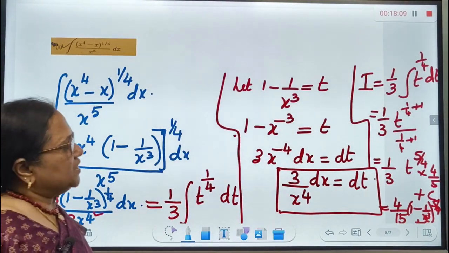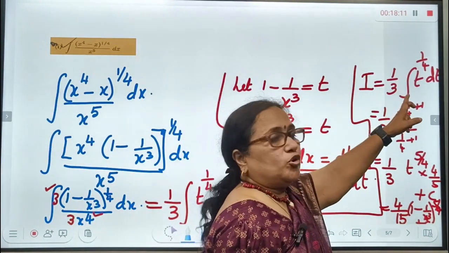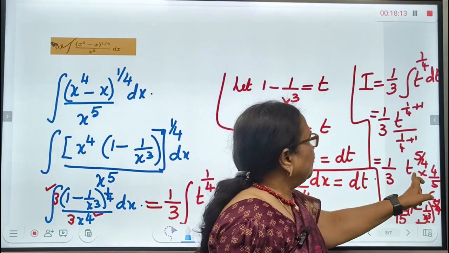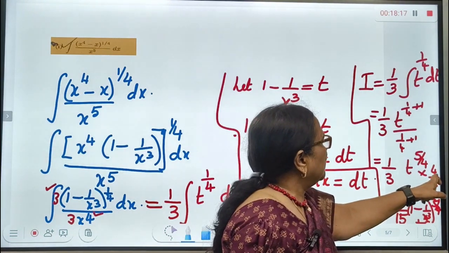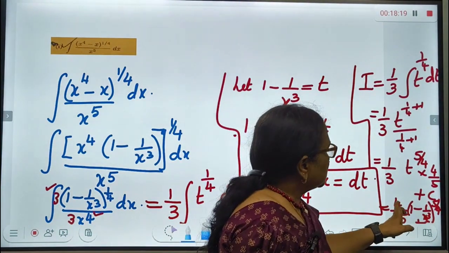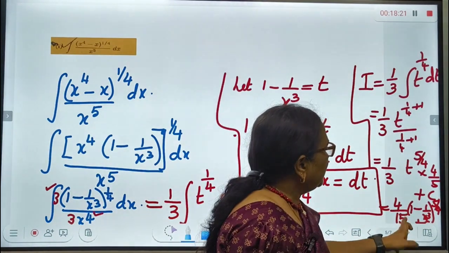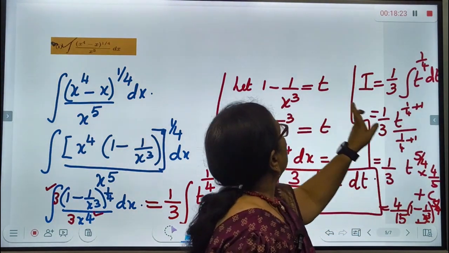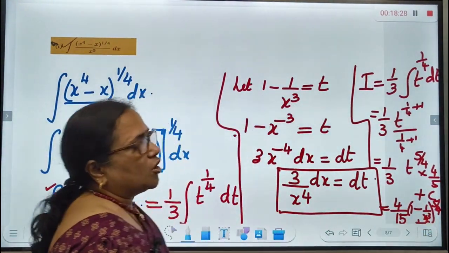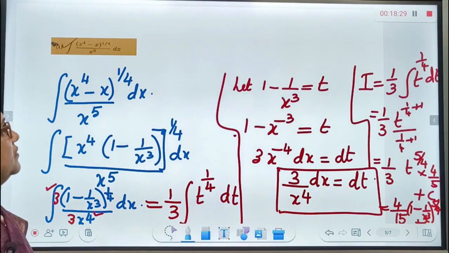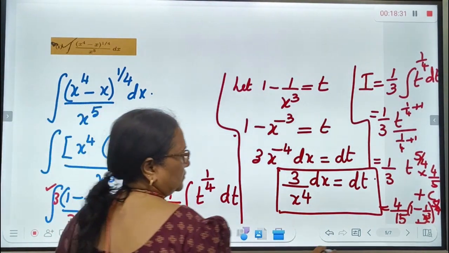Is it clear? I have just integrated t power 1 by 4 is t power 1 by 4 plus 1 by 1 by 4 plus 1, which is 5 by 4. 5 by 4 taken to the numerator becomes 4 by 5. So the constant coefficient is 4 by 15 into t power 5 by 4. T is 1 minus 1 by x cube to the power 5 by 4 plus the constant of integration c. Is it clear?